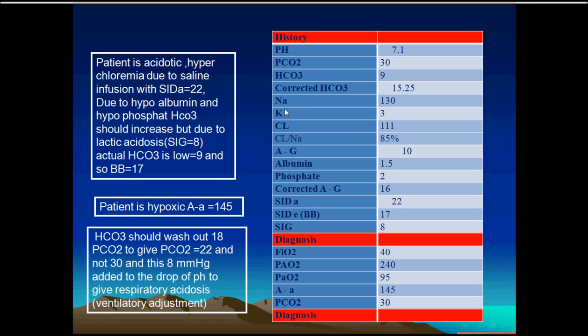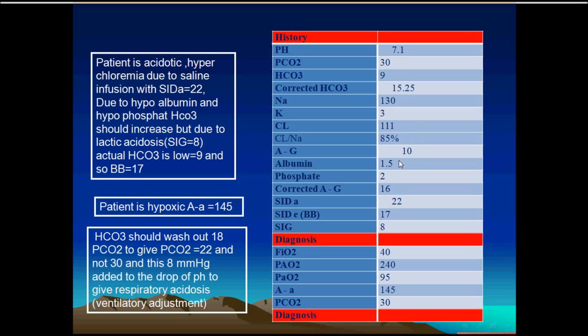When it comes to the sodium, it is 130, which is low, potassium is low, chloride is high, 111. When you look at the chloride to sodium ratio, it is 85. This means that the patient has a high load of chloride. That's why the patient received a large volume of saline, and this resulted in hyperchloremia. Looking at the anion gap of this patient, it is 130 minus 111 plus the bicarbonate, which gives you 10, which is less than normal.